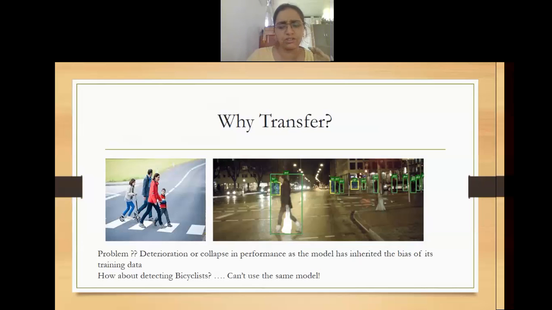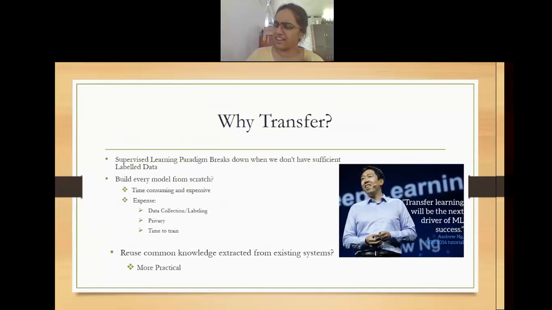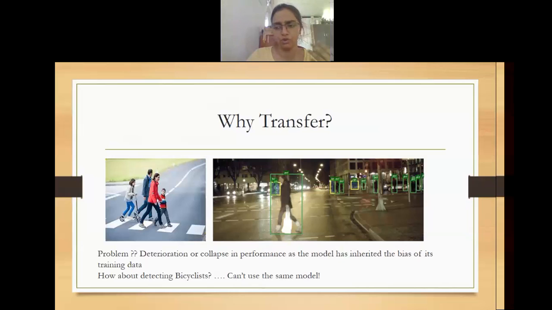Since a simple processor would not suffice, every time you want to solve similar problems, like this one, if you want to detect even the bicyclist, there's a simple job you need to do. You don't have to do the training with a set of people riding bicycles. Those images you don't have to feed.